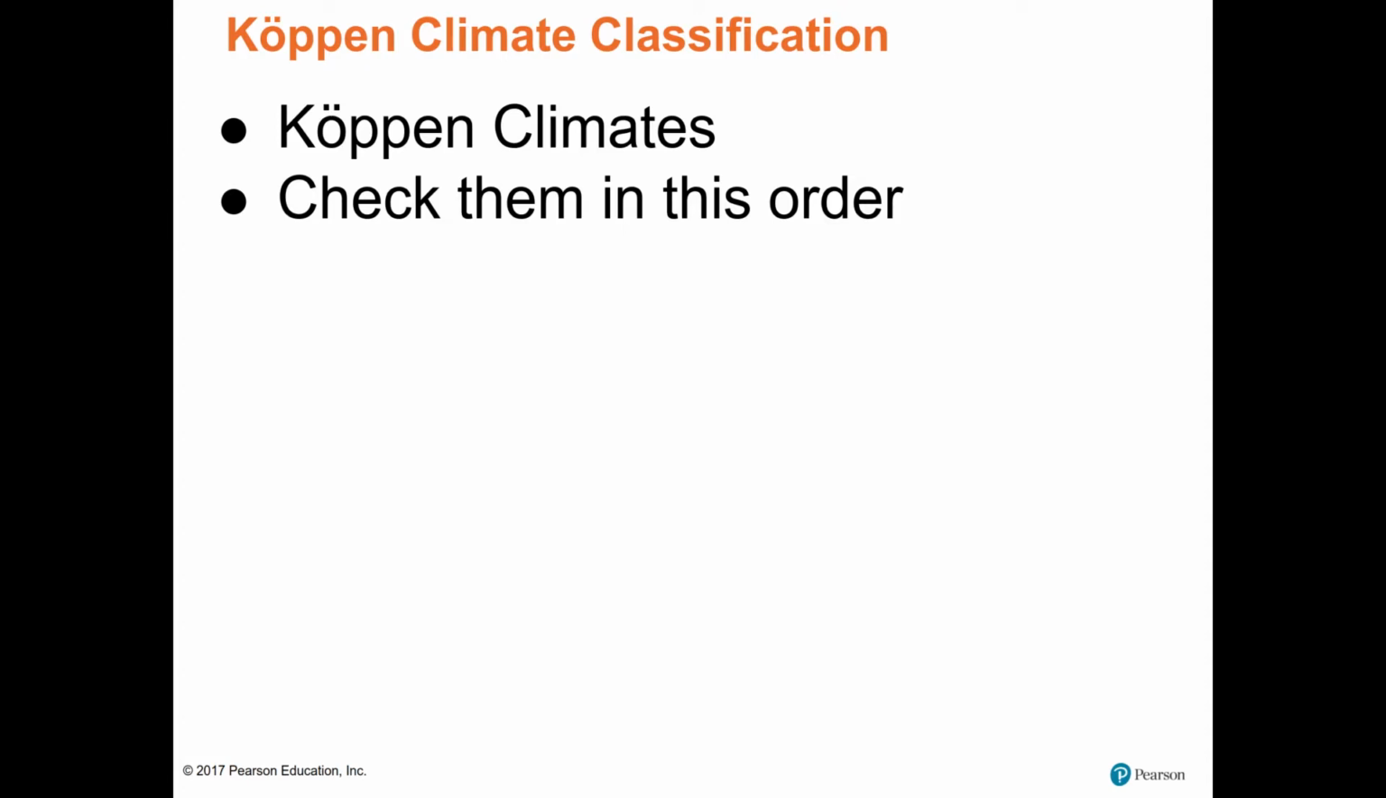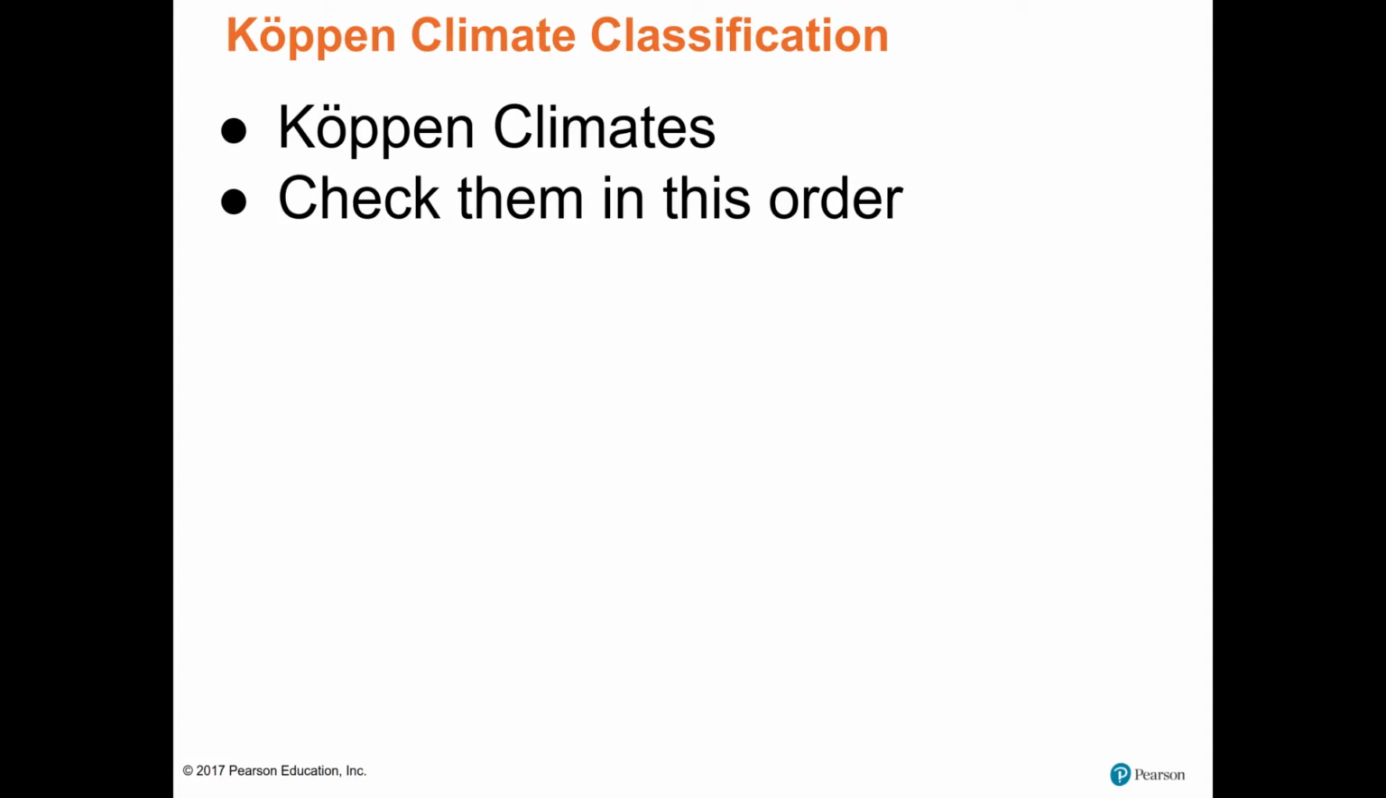So when you're using the Koppen climate classification system, there's an order that you have to check the climates in. Just like when you're doing math, there's multiplication, division, addition, subtraction. There's an order of operations. In order to get the right answer, you have to do it in the right order.